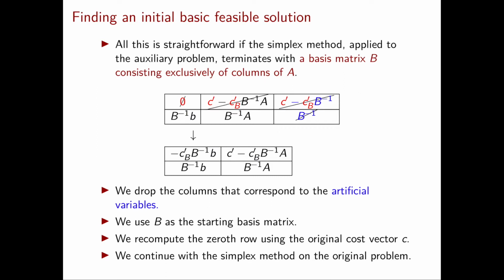The easy case is when the auxiliary problem terminates with a basis matrix B that consists exclusively of columns of A. Remember that in the auxiliary problem, the constraint matrix is formed by A in the first n columns and then by the identity matrix in the remaining m columns because of the addition of the slack variables. So let's now understand this easy case.